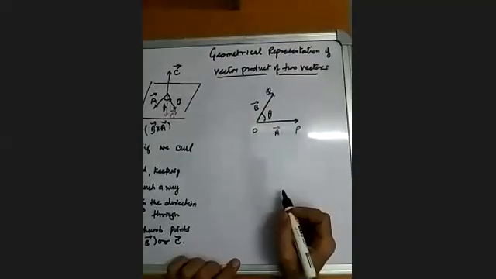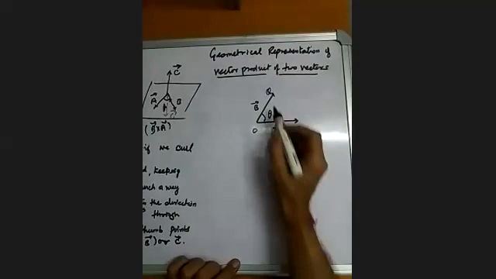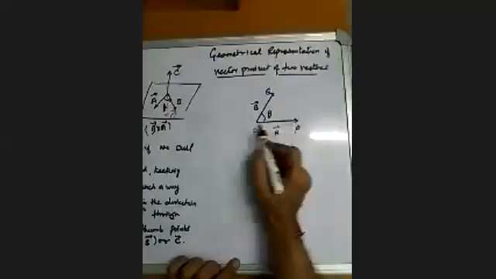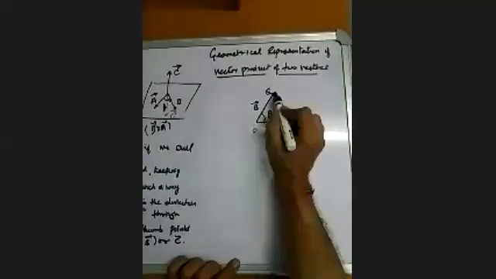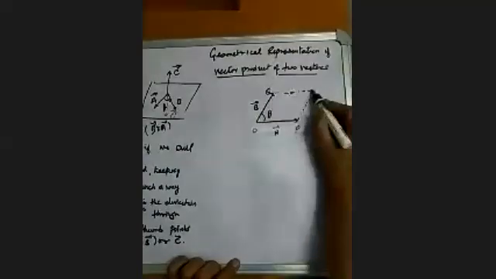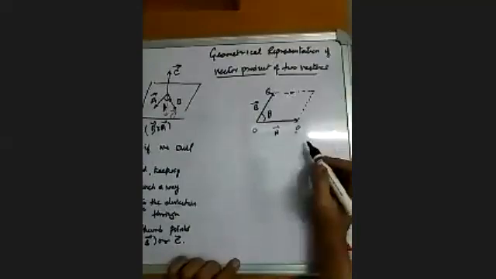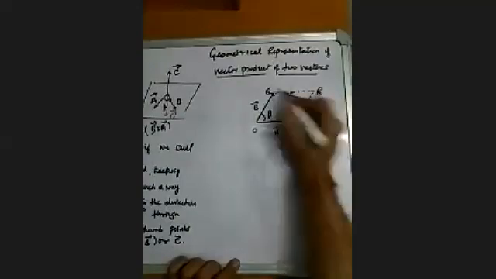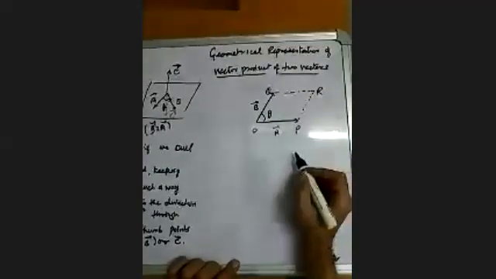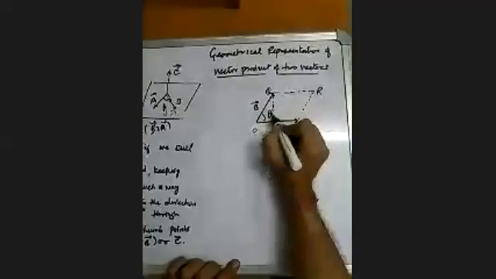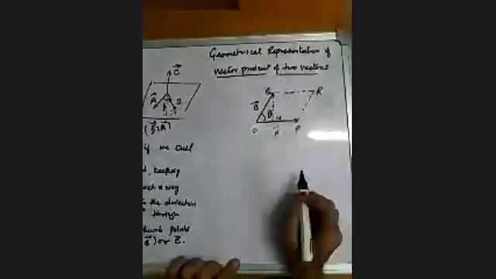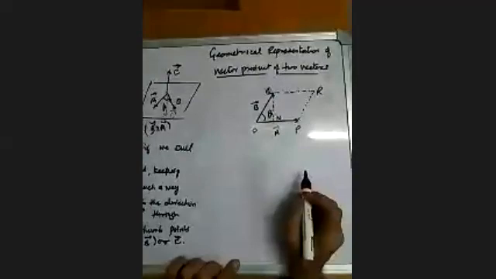Now we can complete the parallelogram, since the two vectors are represented by two adjacent sides. Let us complete the parallelogram OPRQ. Suppose this is R and this is Q. So OPRQ is the parallelogram. Now let us drop a perpendicular from Q on OP. Let us say this is QN. So QN is perpendicular to OP.